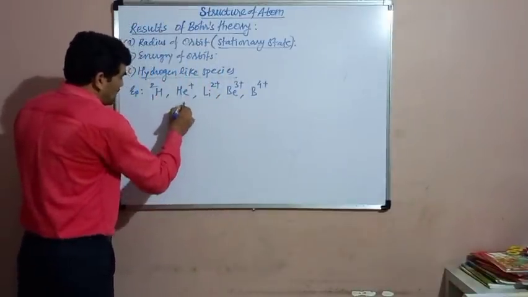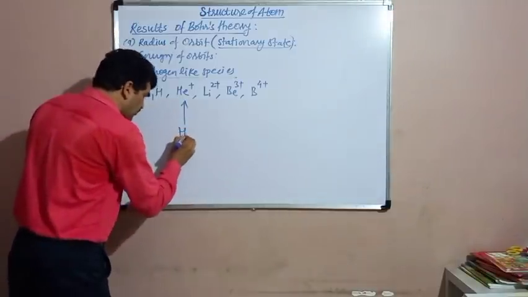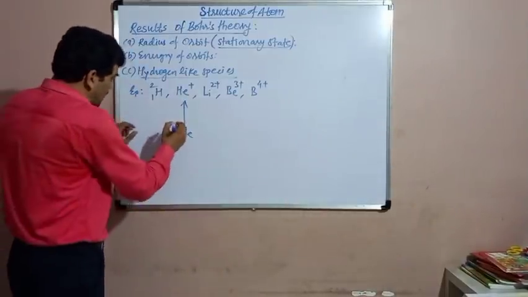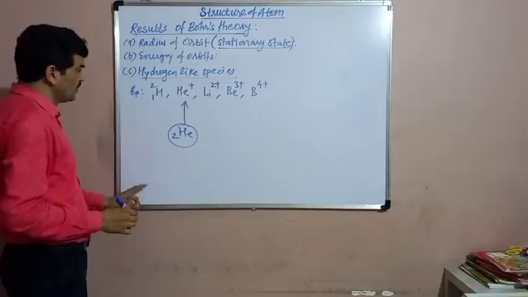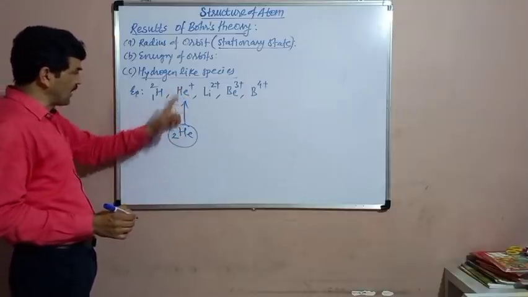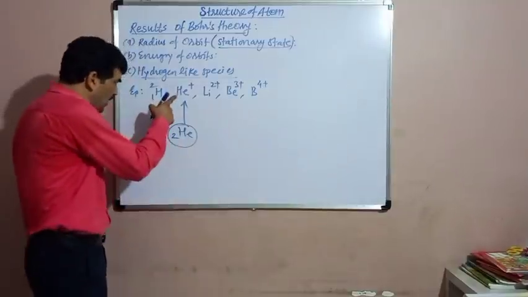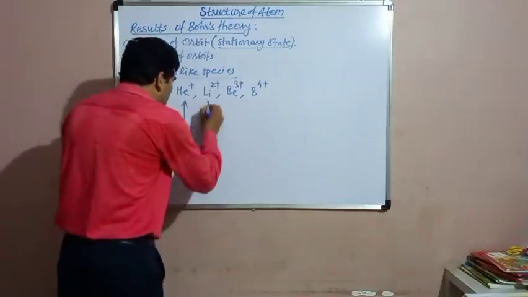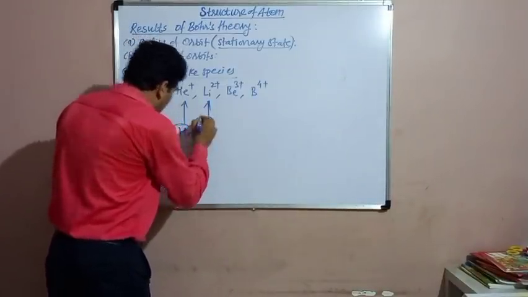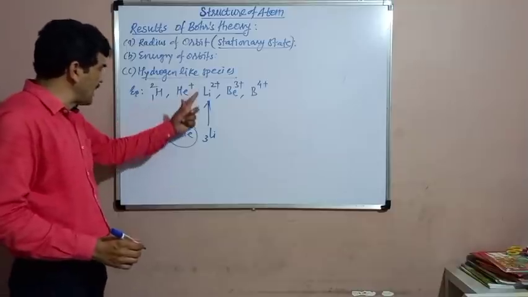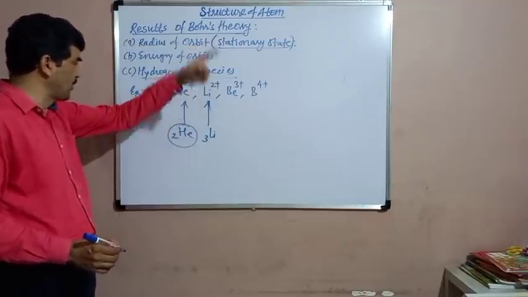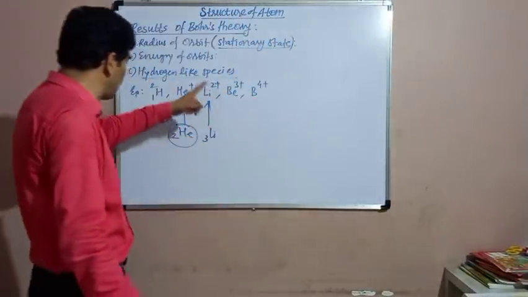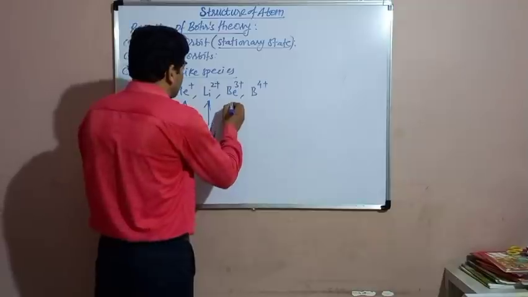How is He+ a hydrogen-like species? The helium atom contains 2 electrons, its atomic number is 2. But whenever this helium atom loses 1 electron, it is converted to He+, meaning only 1 electron remains behind, therefore it is a hydrogen-like species. Lithium atom, atomic number is 3. After the loss of 2 electrons, it is converted into Li2+, meaning in Li2+ also there is a single electron and therefore it is also a hydrogen-like species.